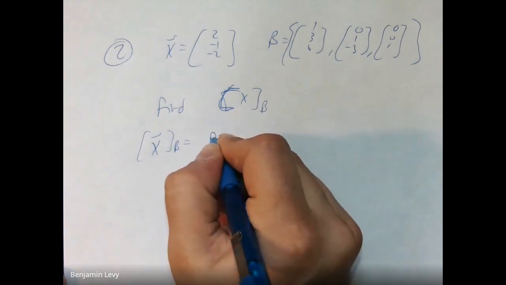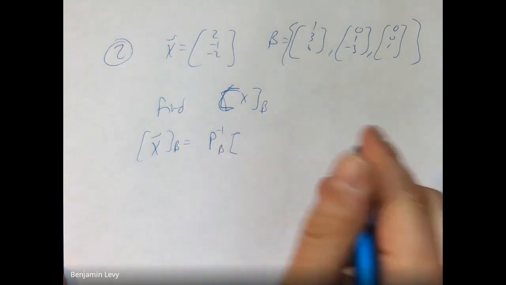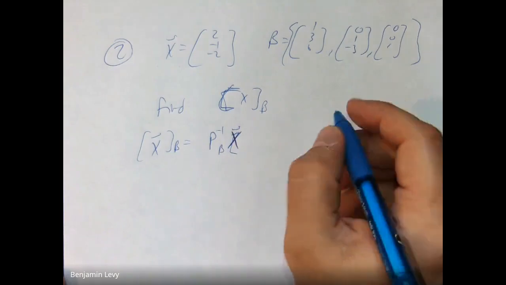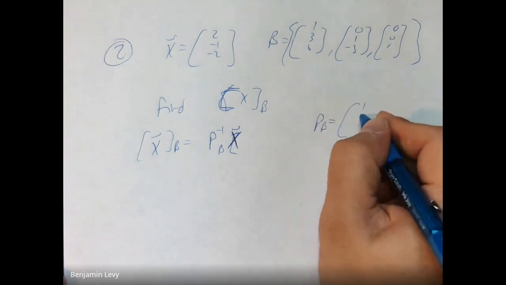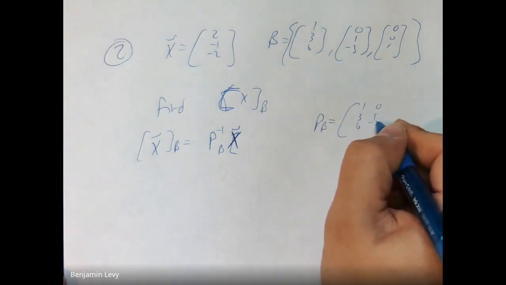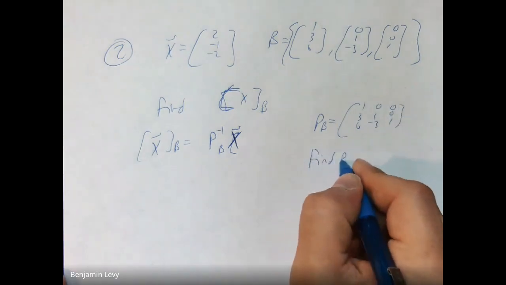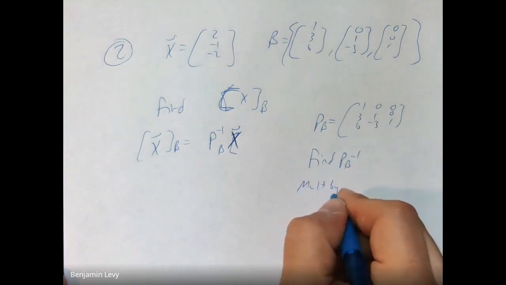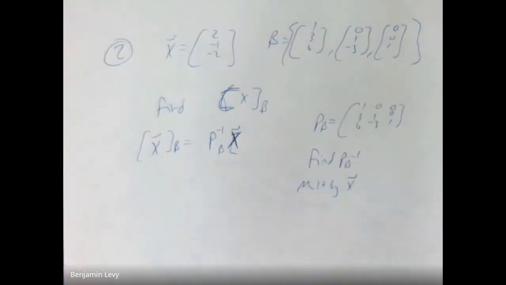We know that this is true. Sorry, this should just be an x. Right? And so PB is this with the columns 1, 3, 6, 0, 1, minus 3, 0, 0, 1. And so you would find the inverse and multiply it by x. And that's how you would get this thing here. Now, what did you say that you wanted to clarify, why that works?